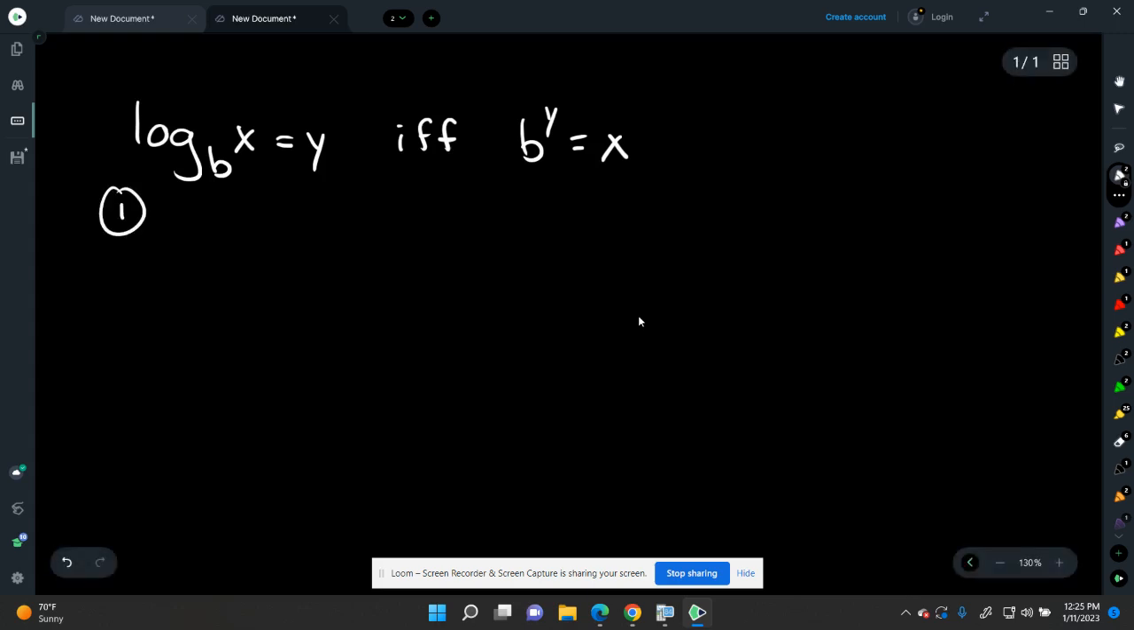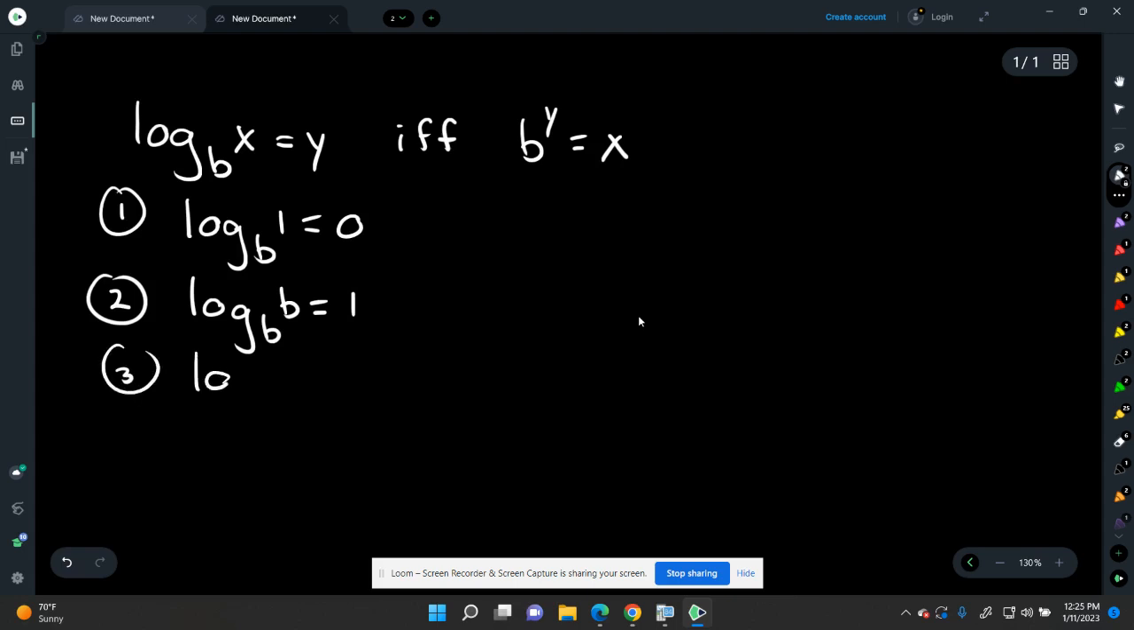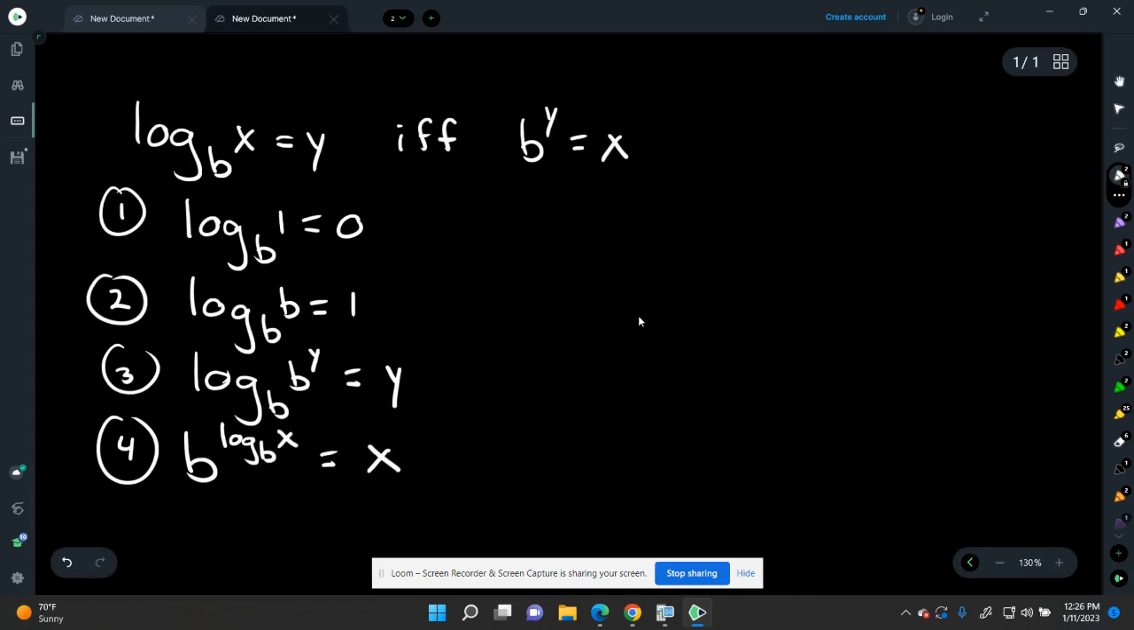And then the first property that I gave you was that log base b of 1 is equal to 0. And then I gave you the justification for that, right? We learned that log base b of b is equal to 1. We learned that log base b of b to the y is equal to y. And we learned that b to the power of log base b of x is equal to x, right?